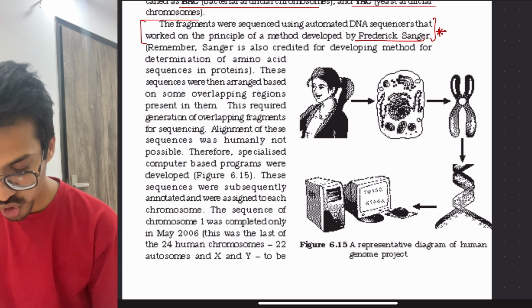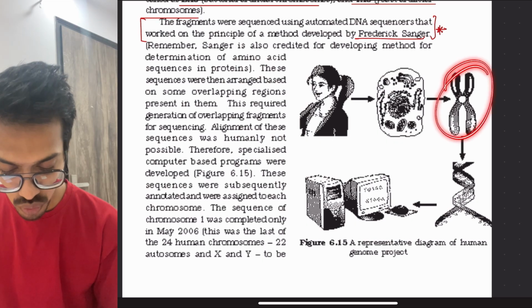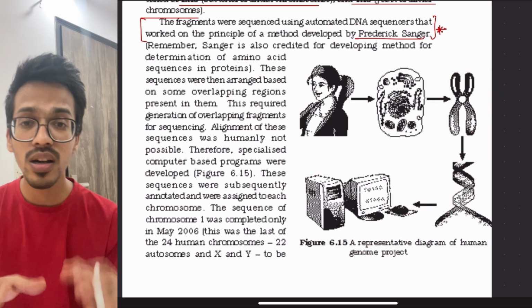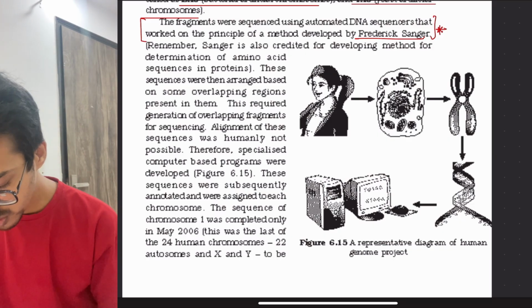you see that Human Genome Project representation: this person's cell, then the DNA chromosomes we have taken out, unfolded, and whatever information we have, we put it into the computer. That is bioinformatics. So everything has been tried to be summed up over here.